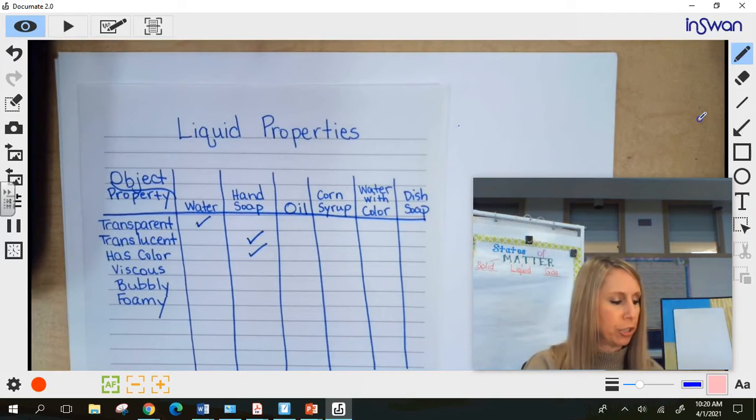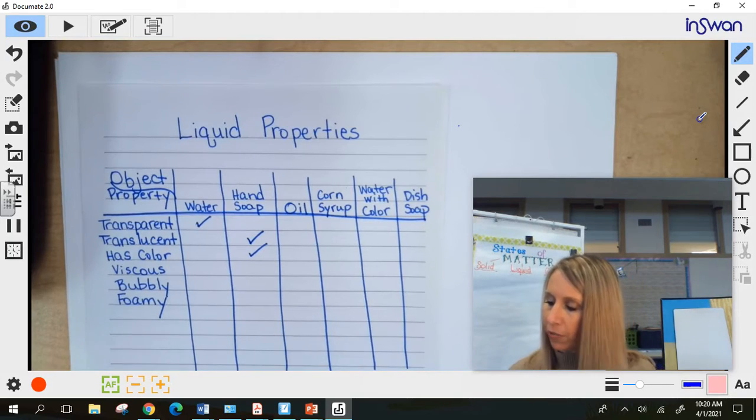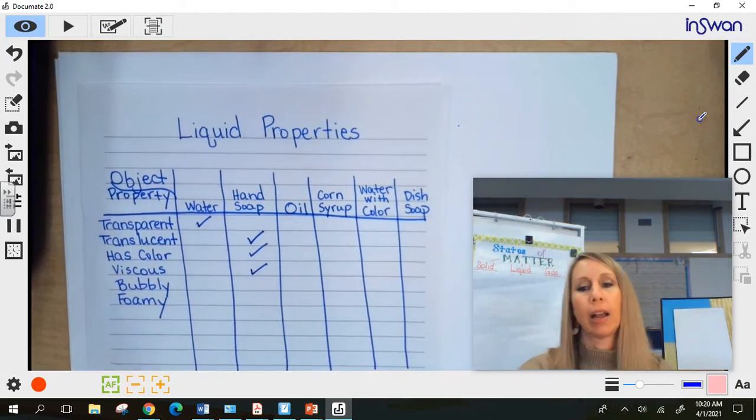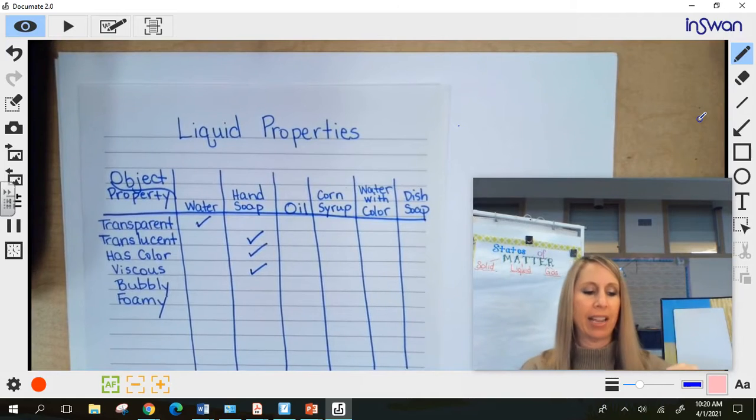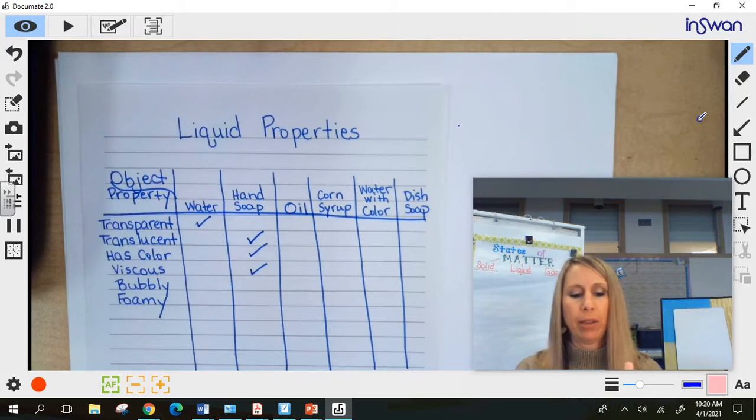You can test your dish soap at home. I'm going to mark viscous on here. You decide at home. You could go check, not dish soap, your hand soap. Go to your bathroom and check your little hand soap bottle. Do you think it flows slowly or quickly?